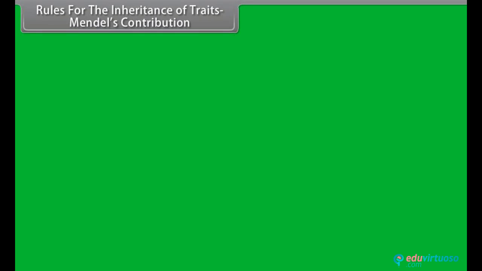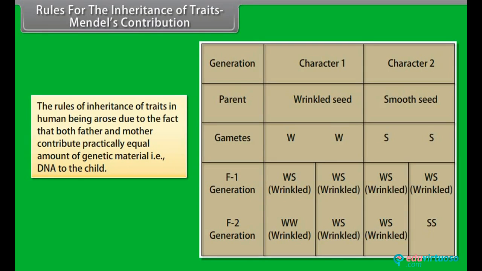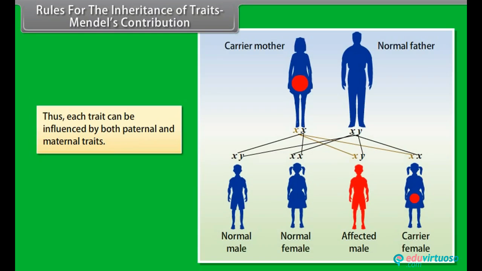Rules for the inheritance of traits. Mendel's contribution. The rules of inheritance of traits in human beings arose due to the fact that both father and mother contribute practically equal amount of genetic material, that is, DNA, to the child. Thus, each trait can be influenced by both paternal and maternal traits.